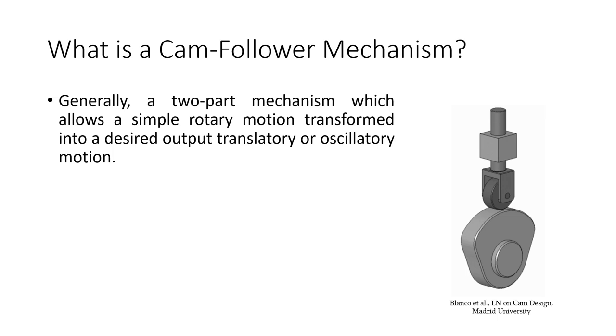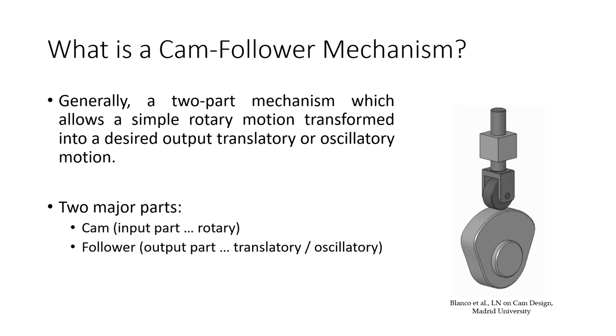And by arranging these two, we are going to allow the simple rotary motion to be transformed into output motion. And the output motion is going to be desired according to whatever the motion profile and the velocities and the accelerations that we wish to have. We wish to design the mechanisms in a fashion that we achieve that. And it can be translatory as well as oscillatory. So obviously, from this definition, we can deduce that there are going to be two parts in it.